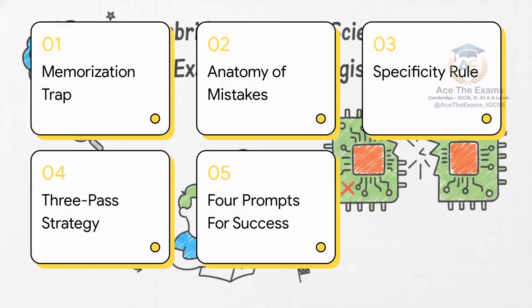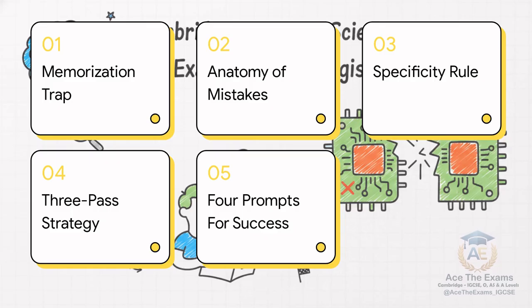Here's a quick look at our diagnostic journey for today. We're starting with the memorization trap, then moving into the anatomy of exam mistakes, followed by the specificity rule, the 3-pass strategy, and finally, our 4 prompts for success.